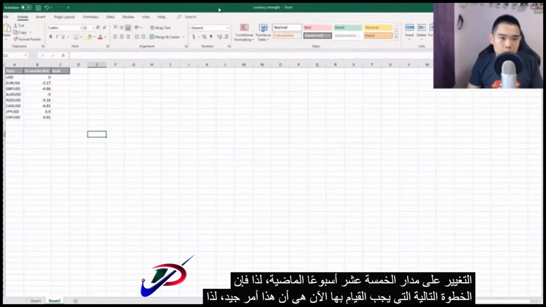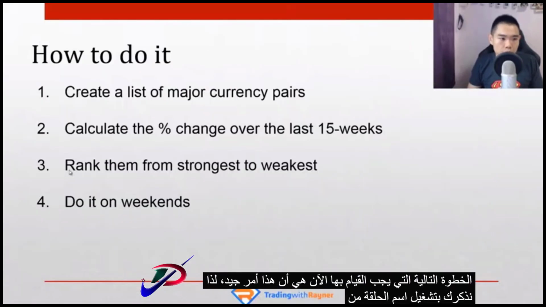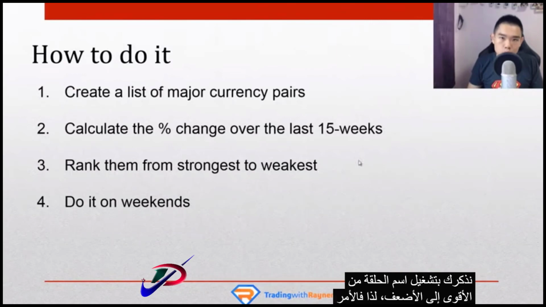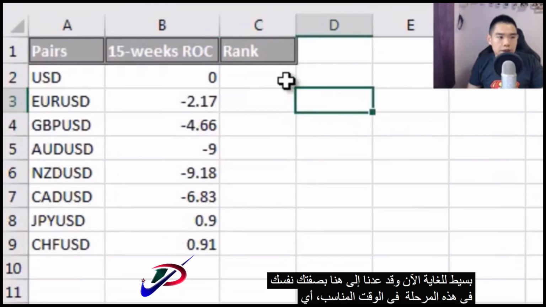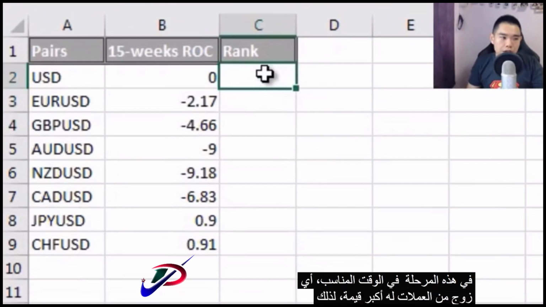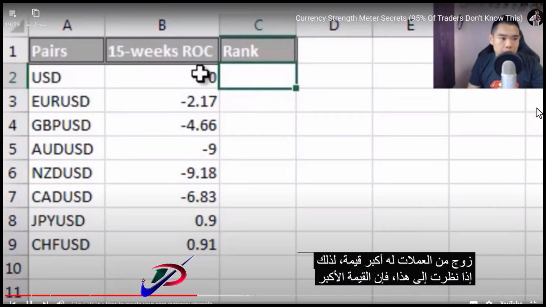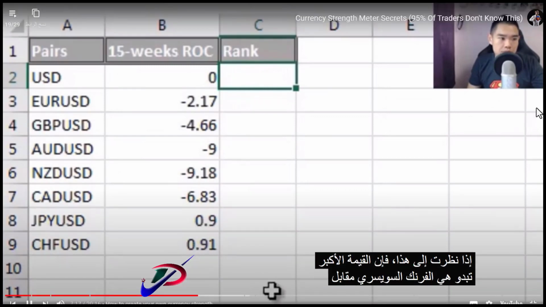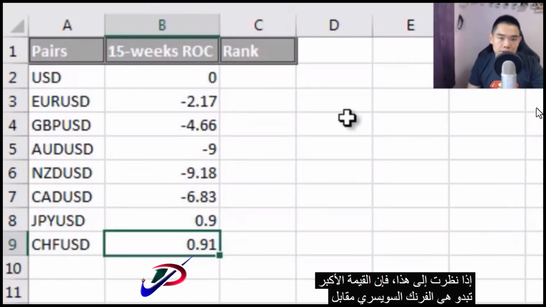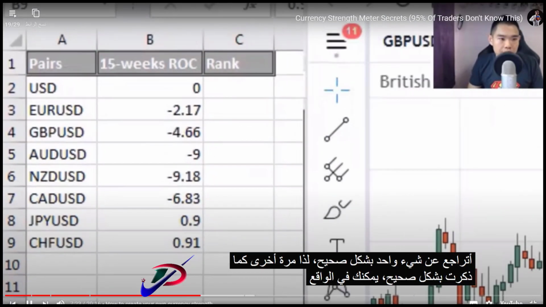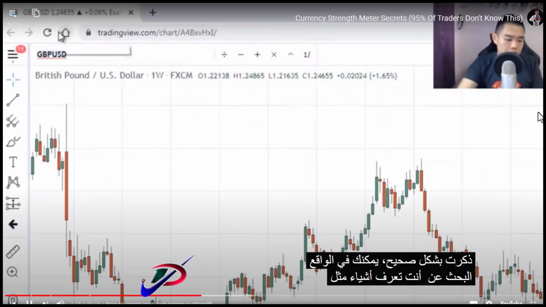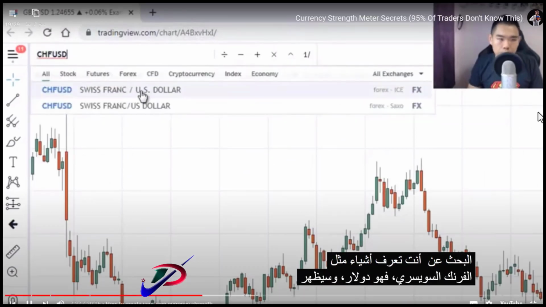So now the next step is this. If you recall, you want to rank them from the strongest to the weakest. It's very simple. Now we are back here. Ask yourself, at this point in time, which currency pair has the largest value? If you look at this, the largest value seems to be the Swiss franc against the dollar. Oh yeah, just one thing, let me backtrack. As I mentioned, you can actually just search for things like Swiss franc against the dollar, and it will appear over here as well.